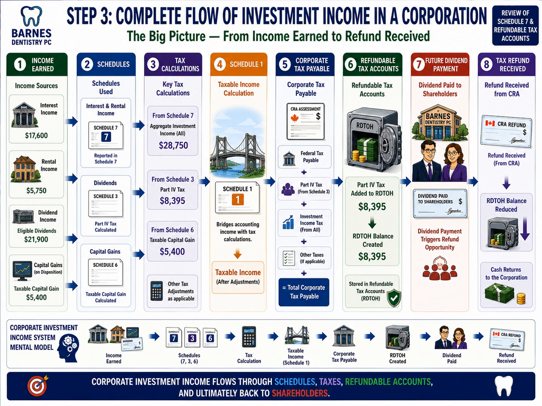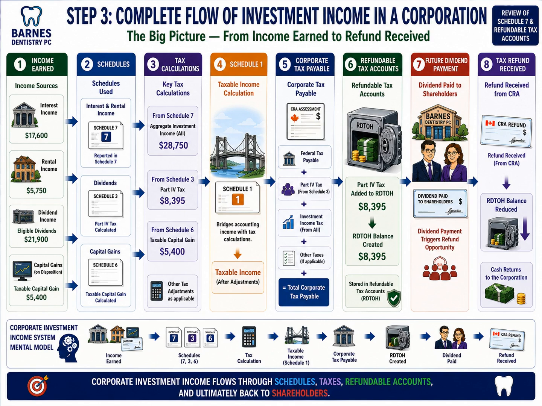Let's start at the far left side of the diagram. Everything begins when the corporation earns income. In the Barnes Dentistry case, there are 4 major investment income sources. Interest income of $17,600, rental income of $5,750, eligible dividend income of $21,900, and taxable capital gains of $5,400. These income sources represent the raw material that enters the corporate tax system.